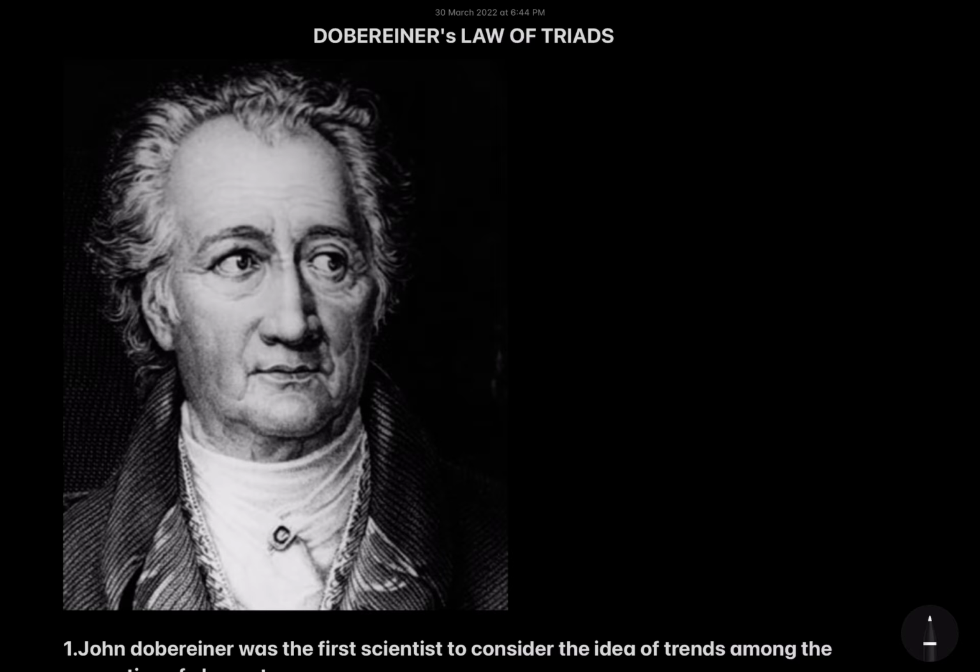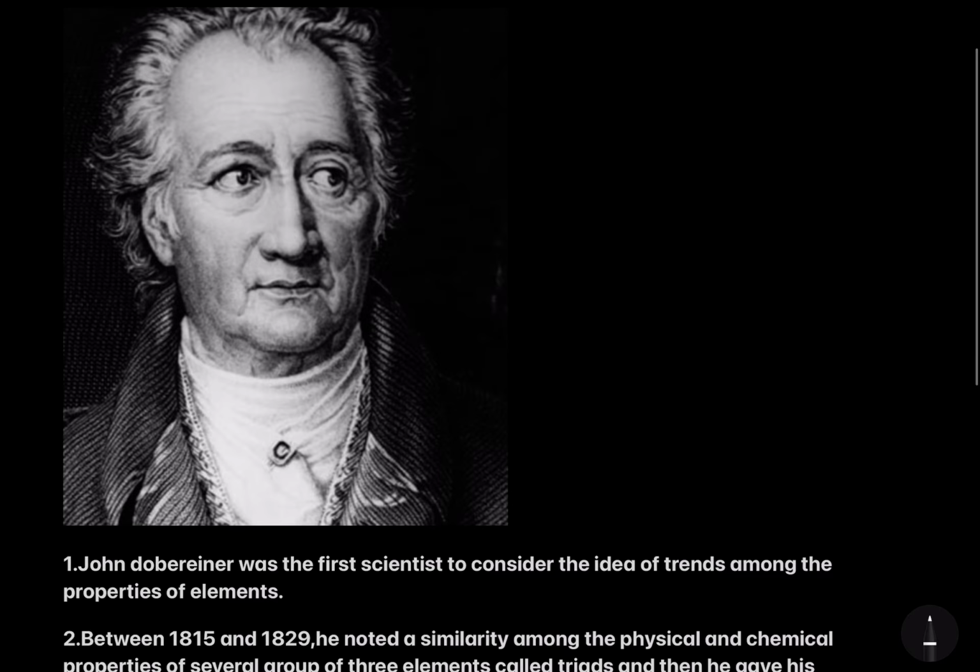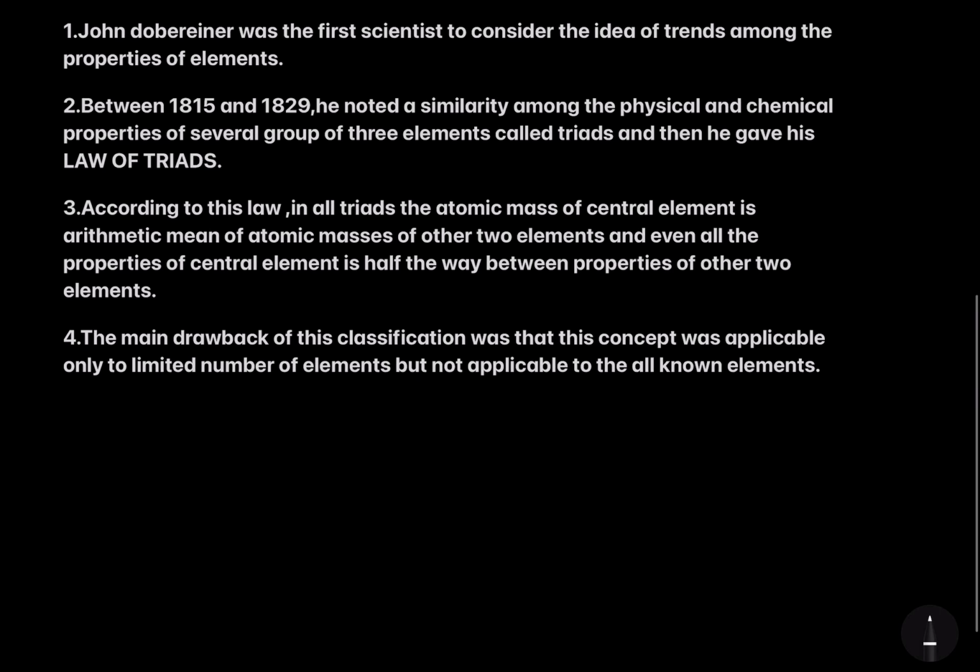So, let us start with all the points of the Dobereiner law of triads. The very first point states that Johann Dobereiner was the first scientist to consider the idea of trends among the properties of the elements. Now let's come to the second point. Between 1815 and 1829, he noted a similarity among the physical and the chemical properties of several groups of three elements called triads. I'm going to give you the example in the written part next. And then he gave his law of triads.